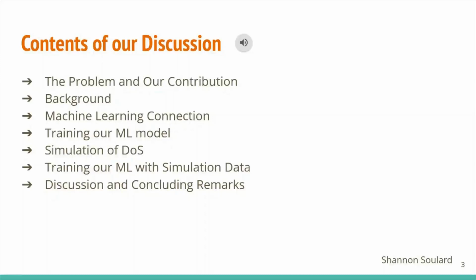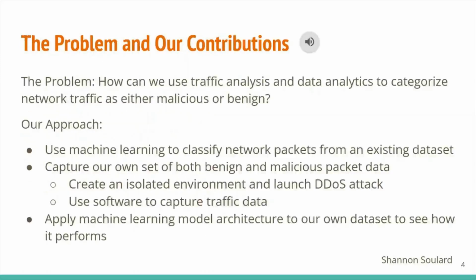the project. The main problem we decided to focus on for our implementation revolves around the idea of using traffic analysis and data analytics to categorize network traffic as either malicious or benign. In our approach, we decided to use machine learning to classify network packets based on an existing dataset. By doing this, we can create a baseline for comparison against the next part of our implementation plan, which was to apply the same model architectures to our own dataset. To create our own dataset, we needed to set up an isolated environment in which we could capture packet information.